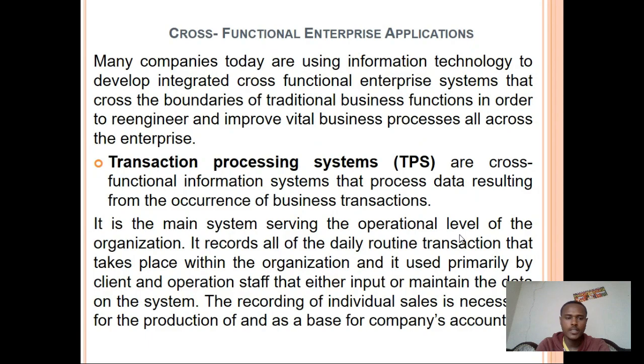TPS are cross-functional information systems that process data resulting from the occurrence of business transactions. It is the main system serving the operational level of the organization. It records all of the daily routine transactions that take place within the organization, and it is used primarily by clerical and operational staff that either input or maintain the data on the system.